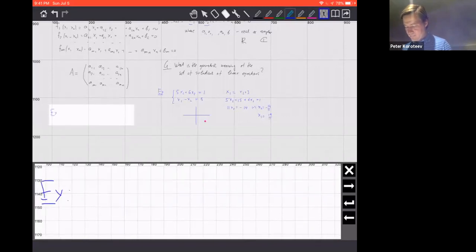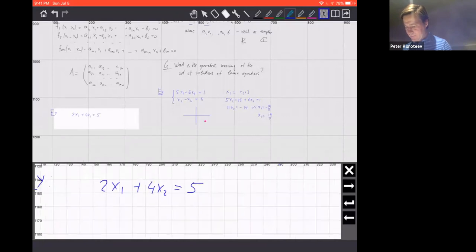Now let me give you another example. Say 2x1 plus 4x2 equals 5, and 4x1 plus 8x2 equals 10. These are two equations. What's the set of solutions for those?